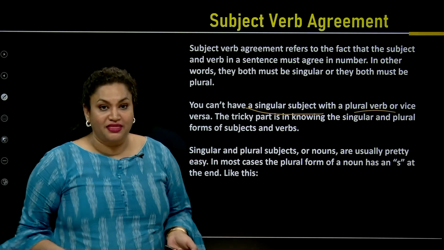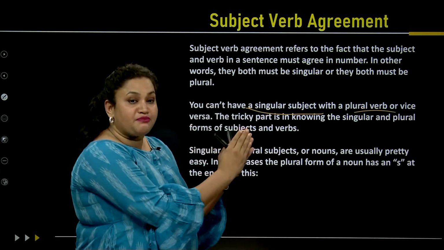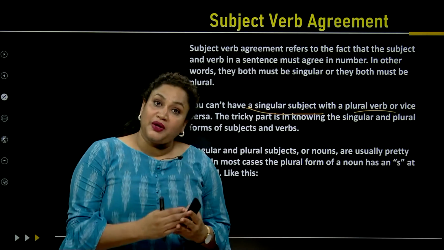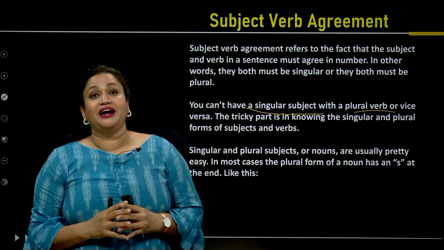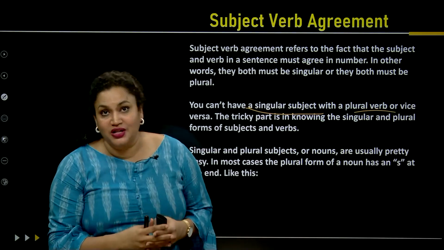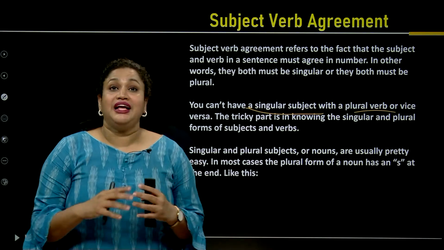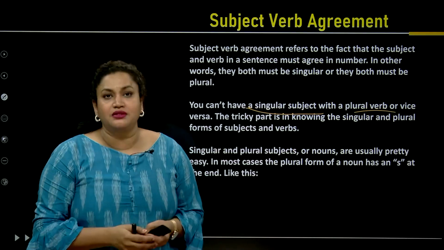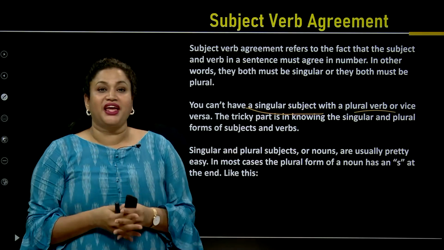Okay, the next one that comes is subject-verb agreement. As we all know, we are talking about the subject, and in the subject we have the noun or the pronoun, and in the verb we have the action word. Now, the tricky part is in knowing the singular and the plural forms of subjects and verbs. So let's check how it is going to go, what the exceptions are, is there a change in rule, where does it change, and all that.